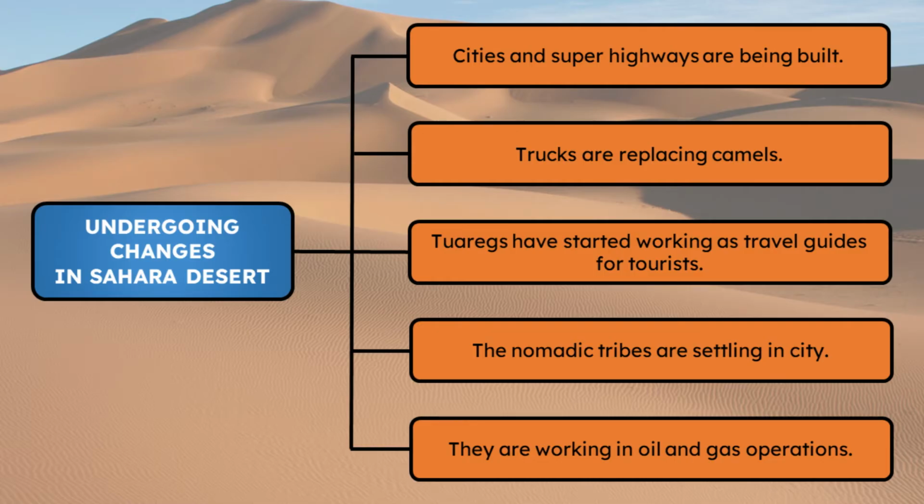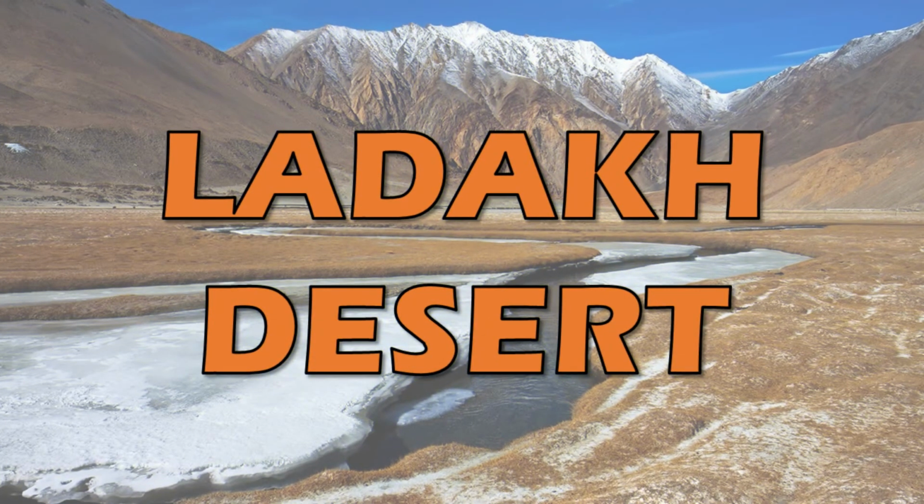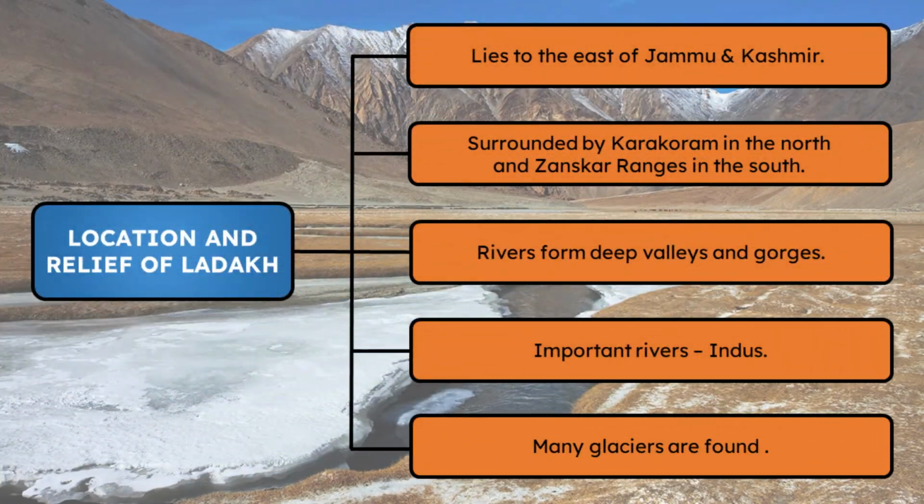And Tuaregs, the Tuareg tribe, now they have started working as travel guides for tourists. That's a wonderful occupation for those people because they have been in the desert for a long time. Their tribe has been in the desert for a long time. So they are becoming travel guides. And the nomadic tribes, both Tuaregs and the Bedouins, they are settling in cities and they are finding jobs in oil and gas operations.